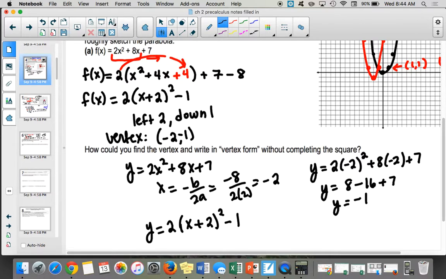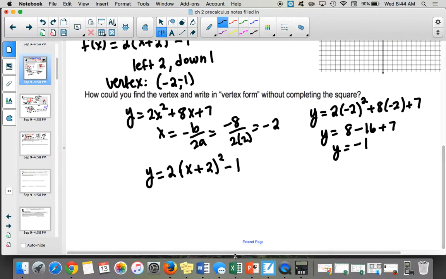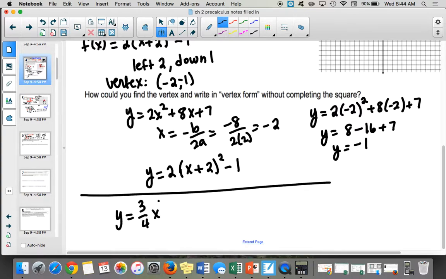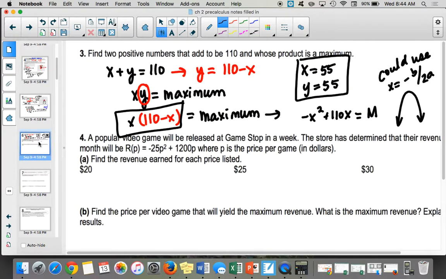Does that make sense? Was that easier for you than completing the square? Do you think it would be easier on things that look like y equals 3/4 x squared minus 5/6 x plus 1? Probably, right? If you have fractions, choose your battles. We don't want to do ones that are really, really hard. All right, so let's go down here.